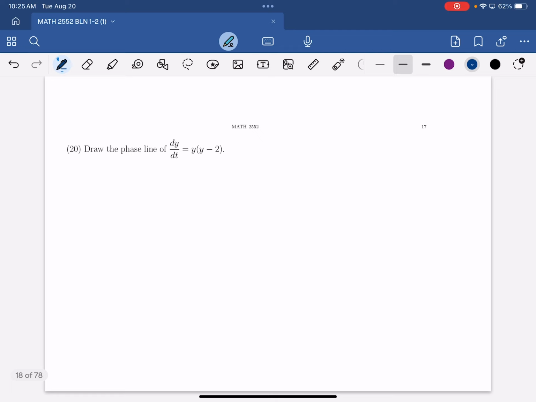So for that, the first region is y less than 0. The next one is 0 less than y less than 2. The other one is y bigger than 2. Now when y is less than 0, I'm going to pick y equals negative 1. So I get y prime equals negative 1 times negative 1 minus 2. So that's positive, which means my solution is increasing. Do you agree with me on that? Yes?